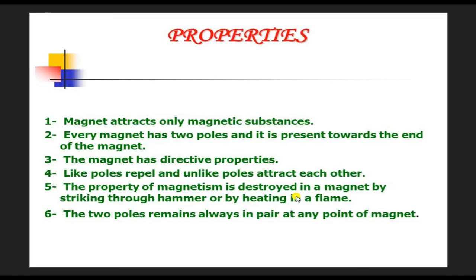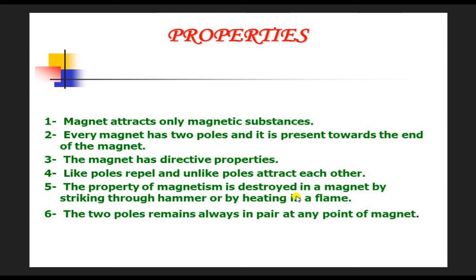Again, here is a quick recap. Magnets attract only magnetic substances. Every magnet has two poles, present towards the end of the magnet, slightly inside. Magnets have directive properties, that means they show the direction, north and south direction, and once you know the north and south direction, you can easily discover where the east and west directions are. That's why the compass needle is made up of a magnet.